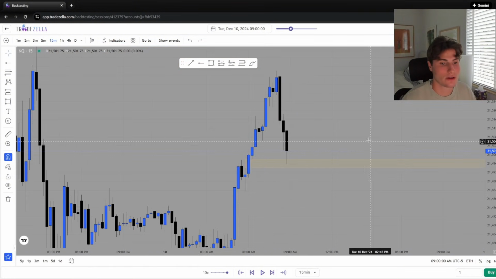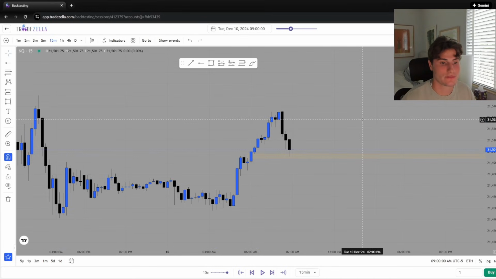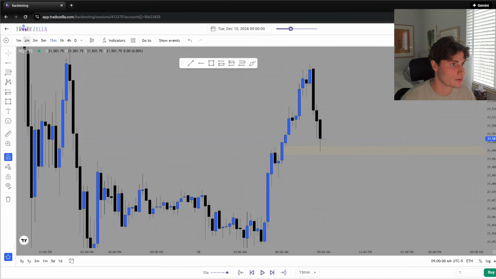Coming over to our third example, we can see this 15-minute fair value gap right here that price has pulled into.